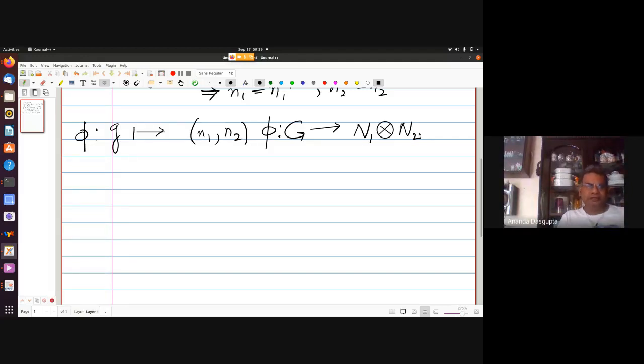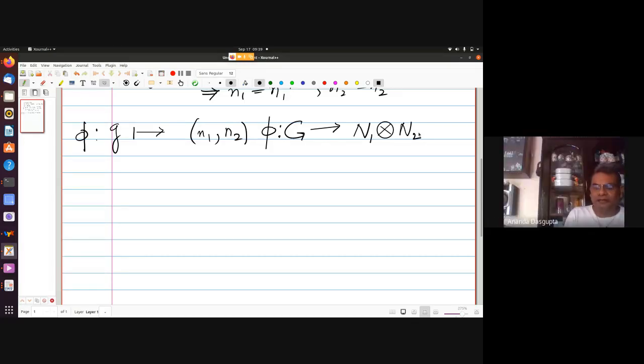What I was saying is that what we have defined here is a map phi from capital G to N1 cross N2 directly. There's no N1, N2 involved in between. Remember, N1 N2 is nothing but G itself. What are elements of N1 cross N2? Elements of N1 direct product N2 are ordered pairs, right?